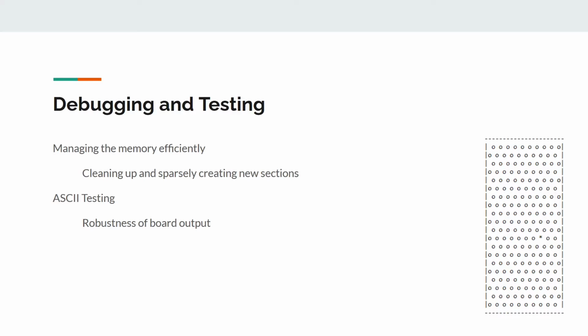We tested our game throughout the development process, adding one feature at a time and testing it before moving on to the next feature. We slowly built up the game in this way, first just displaying the board, then adding movement, growth, and so on. In testing, our largest difficulty came from memory management.